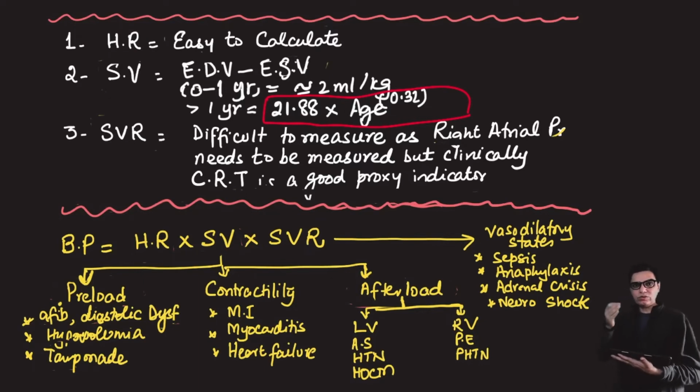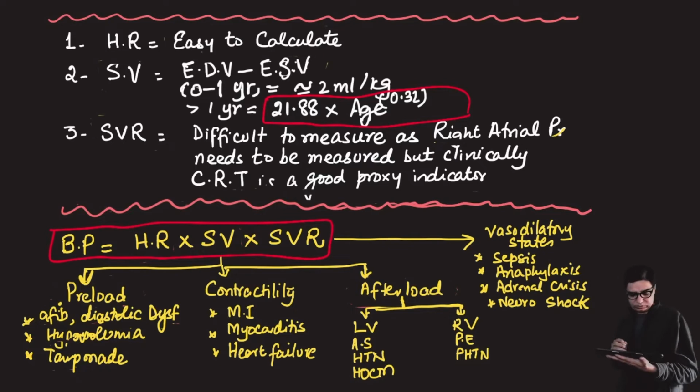And if you know the causes that affect each of these, it's very easy to pinpoint the cause of shock. So let me discuss a few of the causes that affect each of these factors in this equation. Coming back, the equation is blood pressure equals heart rate multiplied by stroke volume multiplied by systemic vascular resistance. Blood pressure you can easily measure, and heart rate you can easily measure by pulse. If the heart rate is decreased, that would lead to a decrease in blood pressure.